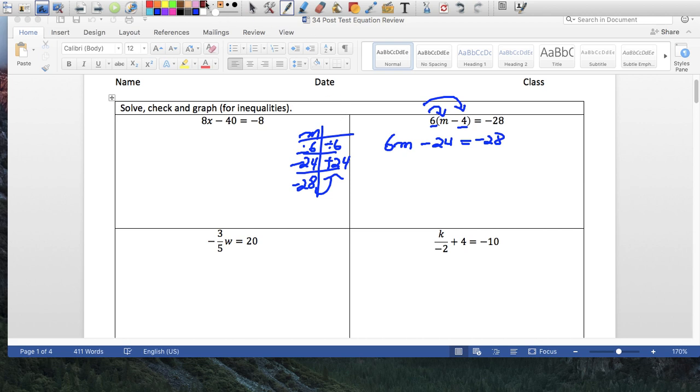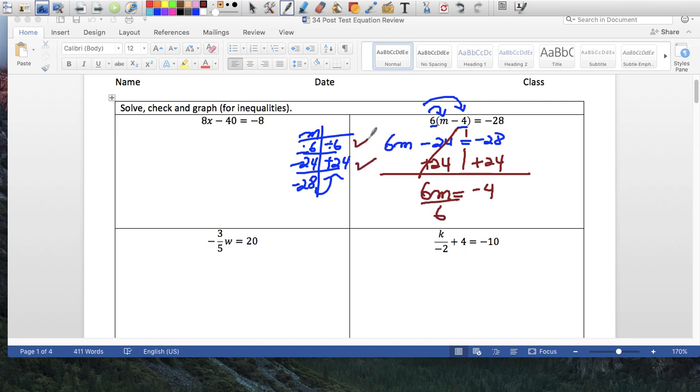So let's do that. First thing I want to do is, well, if you like, you can put that line in the middle. Plus 24. Plus 24, you have a calculator. So minus 24 and 24 is 0. 6m comes down. Negative 28 plus 24 is just negative 4. Yeah. So m, divide both sides by 6 now, right?